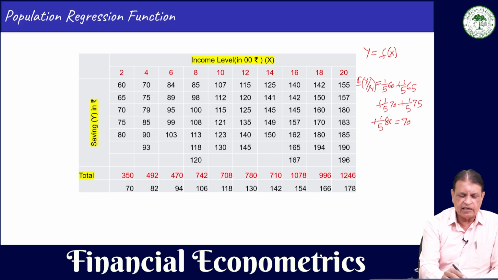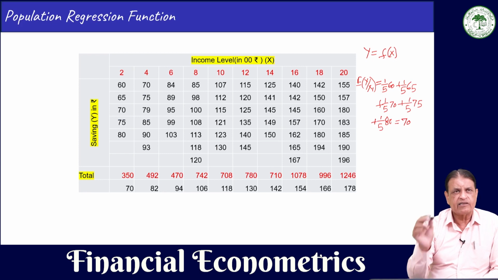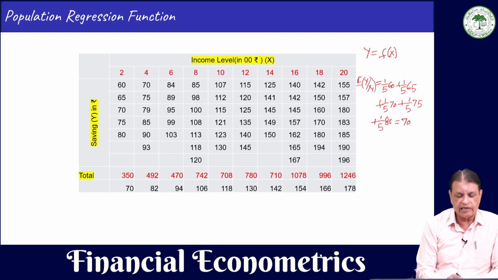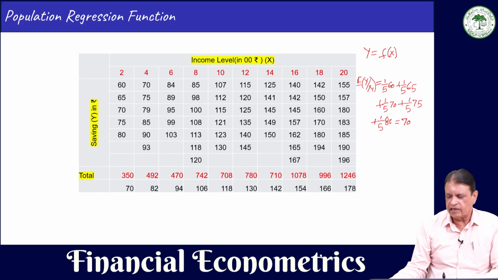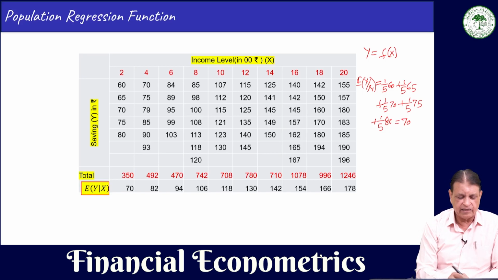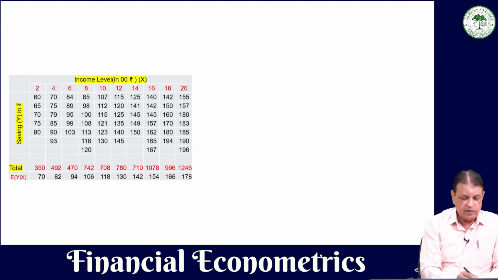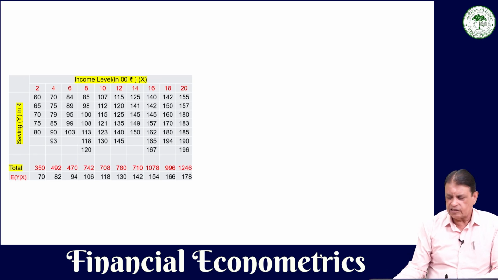This is how we can find the conditional mean of Y associated with X2, X3, X4, X5, X6, X7, X8, X9 and X10. If we calculate that, we will get the conditional means. These are the conditional means that are already calculated here using the technique that I told you. These are the expected values of Y given the values of X. This is the same table that we just saw.